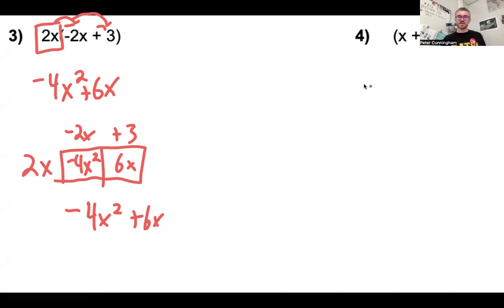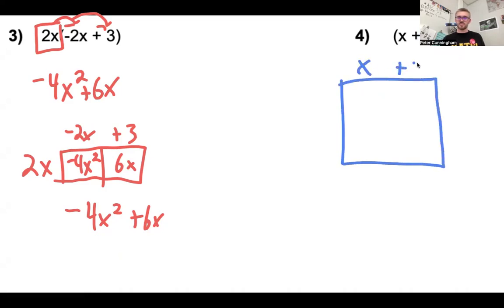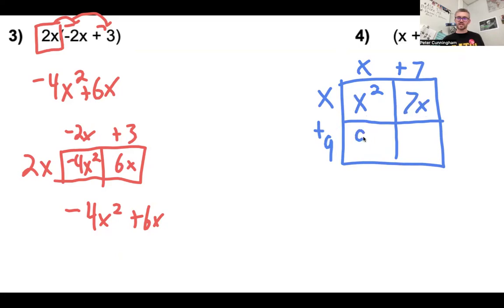We did a ton of these, so I'm excited to see you guys and your success on them. x plus 7, and yes, I could have put x plus 7 down the left-hand side. Regardless of where you put it, you just make sure that there's two terms here. x times x, x squared, 7 times x, 7x, 9 times x is 9x, 9 times 7, 63. Everything's positive here, so I don't have to worry about subtracting and combining negatives. So I just bring out my x squared.